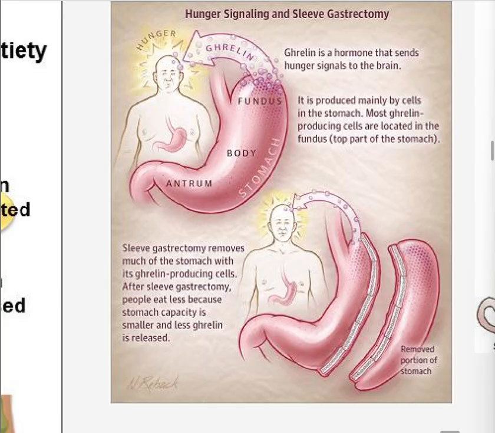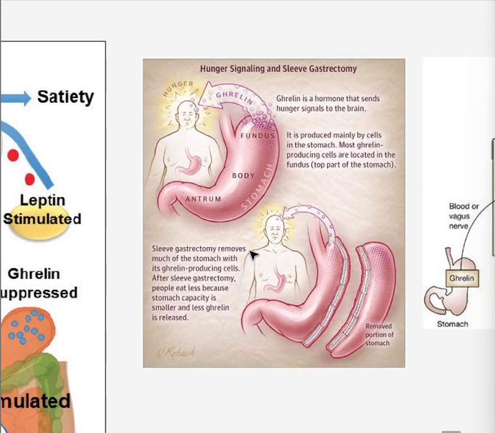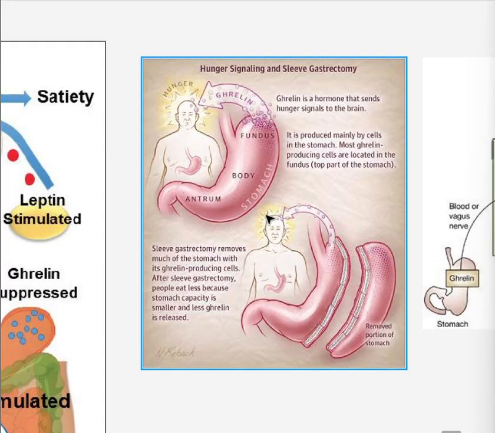Now, there's also something called Prader-Willi syndrome. This is when patients have very high ghrelin levels and they eat because of severe hunger, hyperphagia, and they have an uncontrollable appetite, and this leads to obesity in these patients.